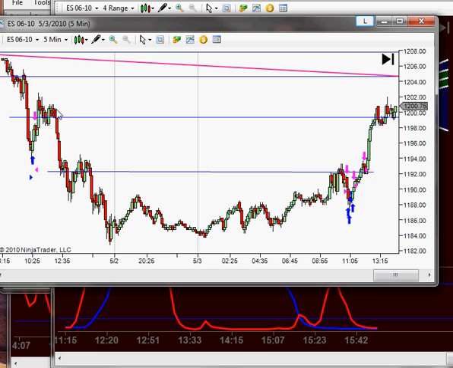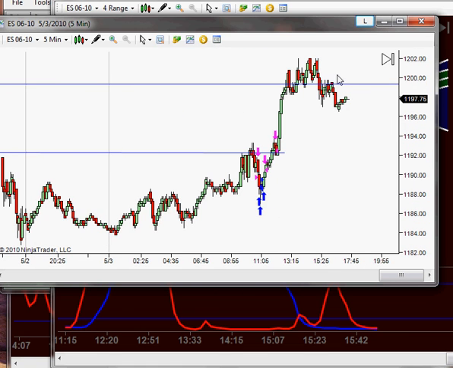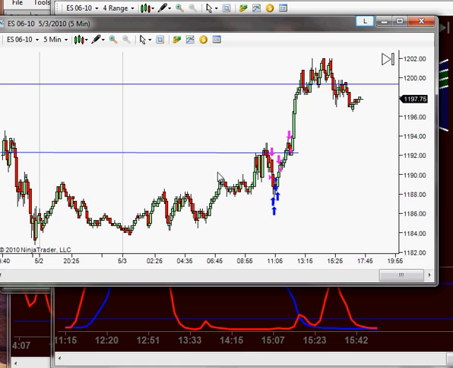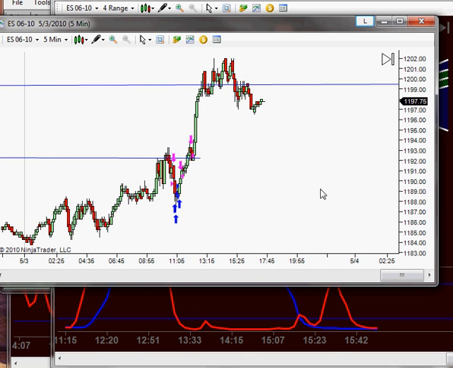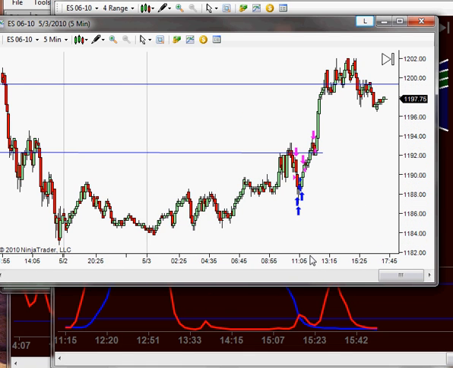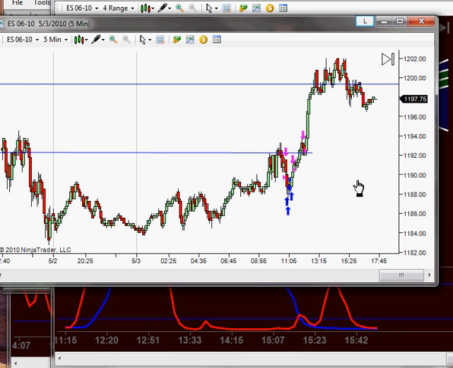So it came up to here. There's a little bit of resistance, but like I said, we're looking for this to either come down or keep chopping towards the right. And then if it breaks that 1180 area, I'm looking for a fall to the downside personally.